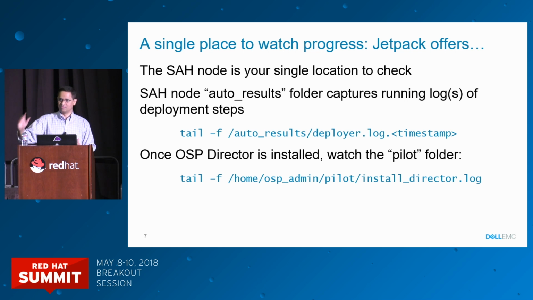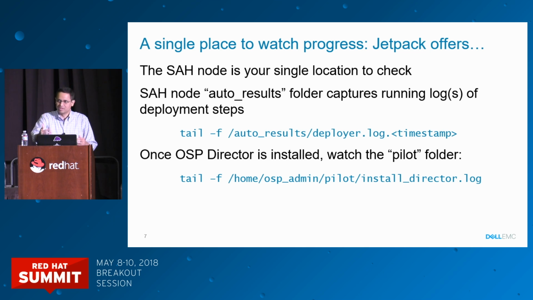Stand up that VM, configure it, call it director, and then give it all the parameters that it needs to launch the overcloud. We do all of that under the covers in Jetpack for you. Once that VM is up and running, the OSP director VM, you can start watching a particular folder called pilot for the director log itself. So up until that point, you are watching the undercloud getting deployed, and then the overcloud deployment begins. So we are giving you 2 points where you can go look, check for what's going on.